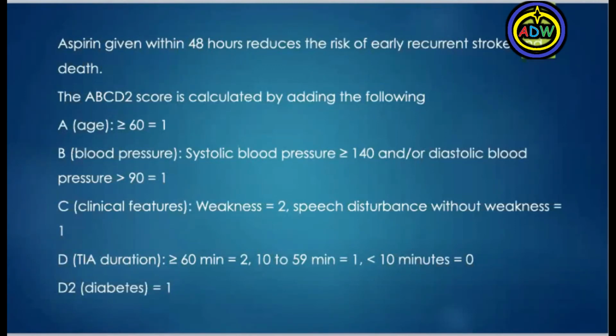The ABCD2 score is calculated by summing the following. A is age: if the patient's age is 60 or more, it is 1. B is for blood pressure: systolic blood pressure more than 140 or diastolic blood pressure more than 90 is also 1. C is for clinical features: weakness is 2, speech disturbance without weakness is 1. Weakness means paresis, which is partial loss of movement.